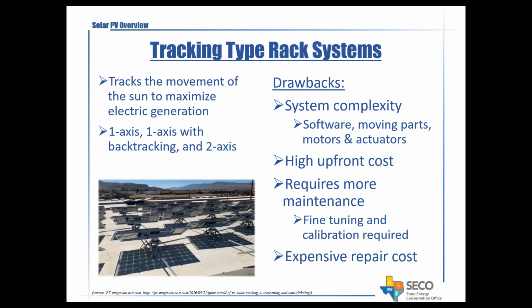throughout the day. The backtracking system is one that has a tracking control system or a program that aims to minimize any PV panel-on-panel shading, and so you avoid some production losses with just a little bit more, maybe marginal, improvement over just a simple one-axis.